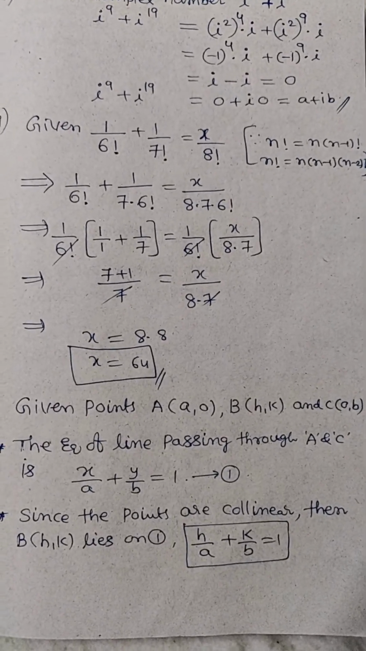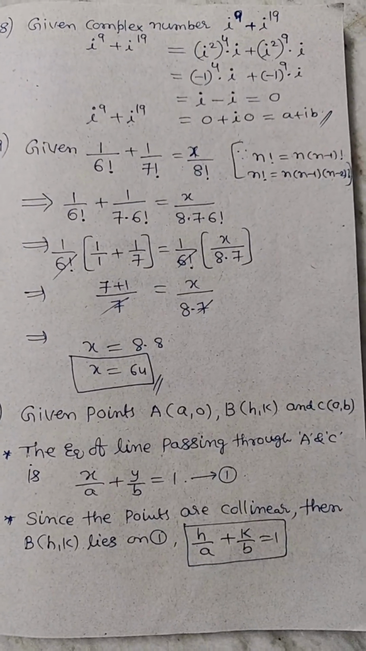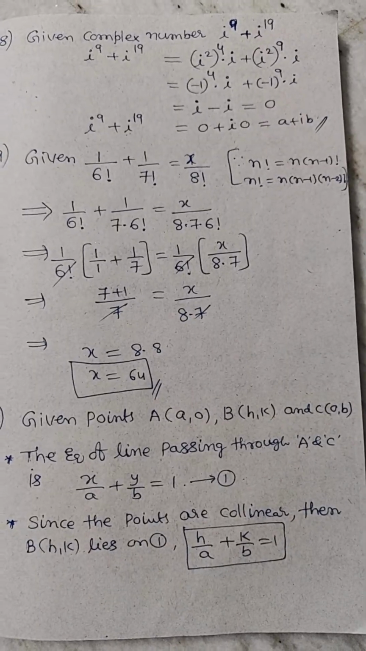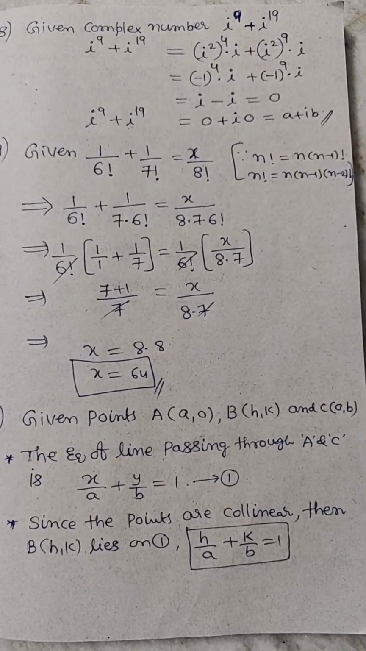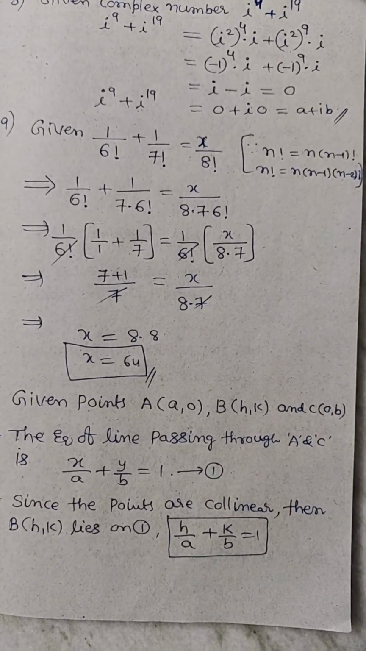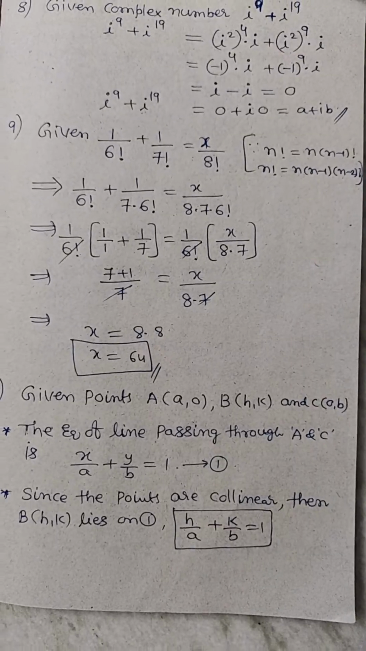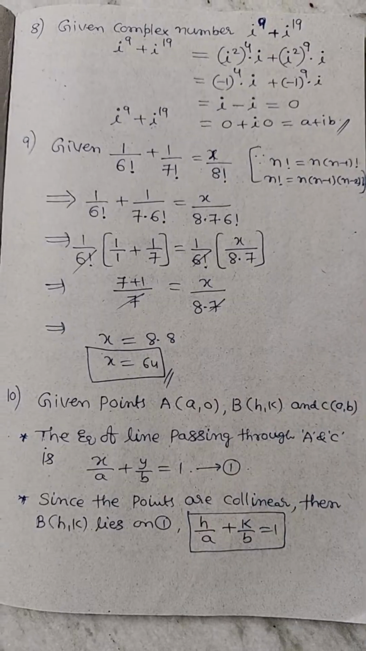1 by 6 factorial plus 1 by 7 into 6 factorial equals x by 8 factorial, which can be written as 8 into 7 into 6 factorial. In brackets, I mentioned that n factorial can be written as n into n minus 1 factorial. Again, n factorial can be written as n into n minus 1 into n minus 2 factorial.